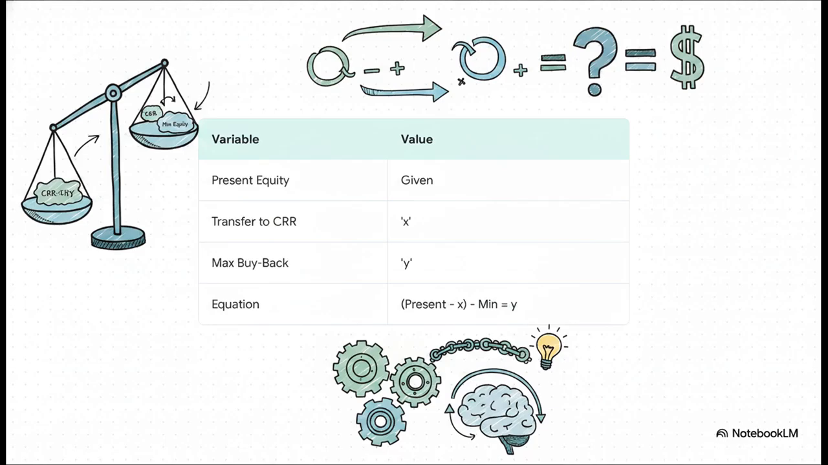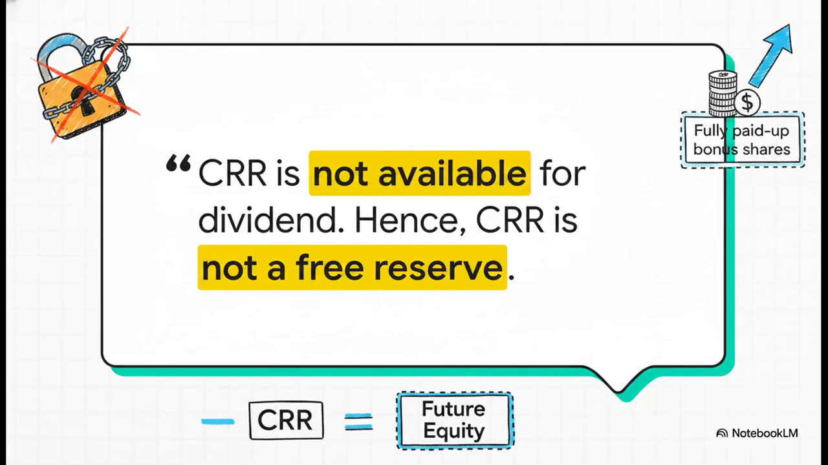Seriously, take the time to clearly map these variables out on your exam paper. It will absolutely save you from those careless, kick-yourself calculation errors. So many students lose marks by forgetting this next crucial step: excluding the amount transferred to the CRR from the present equity when you're calculating your future equity.